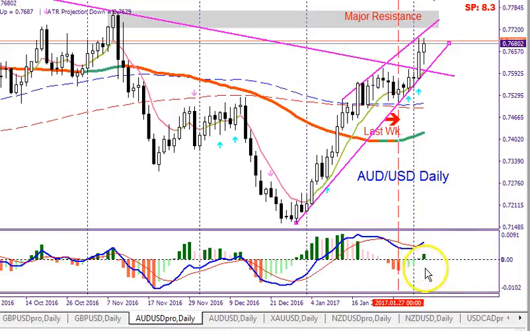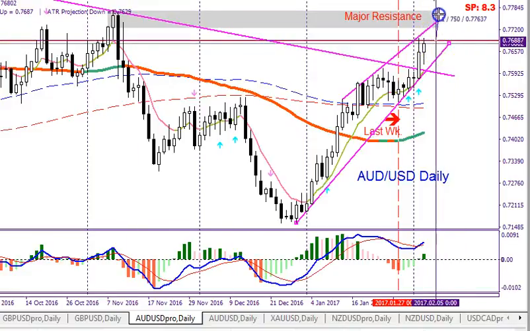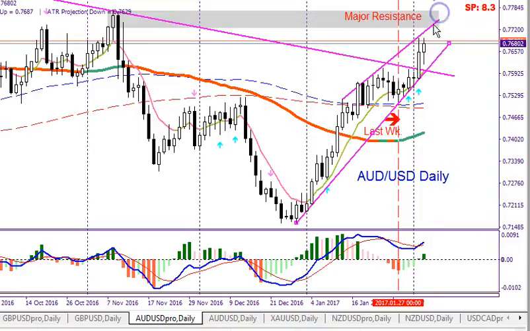Take a look down below. We have one green histo bar, quite large. The blue MACD line is now crossed above the signal line here, so it looks like we are in a buyer's market. There's still room to go higher, and if price goes higher, price could still move as much as about 80 pips or more.